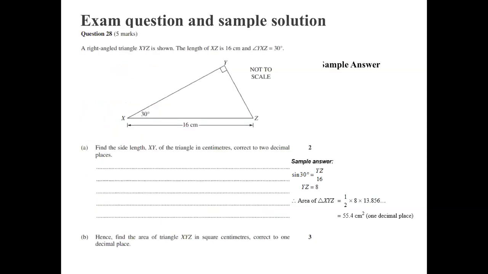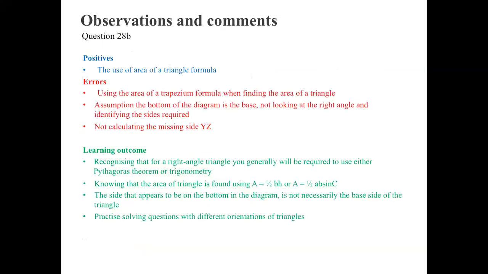In part B of the question, they then had to work out the area of that triangle XYZ. So they had to work out the other missing side, YZ, with another trig equation. Then they had to use those two solutions to work out the area of a triangle, half the base times the height. Worth 3 marks, so worth a lot of marks. Positive was that they could use the area of a triangle formula. Okay, we've been doing it for a long time.